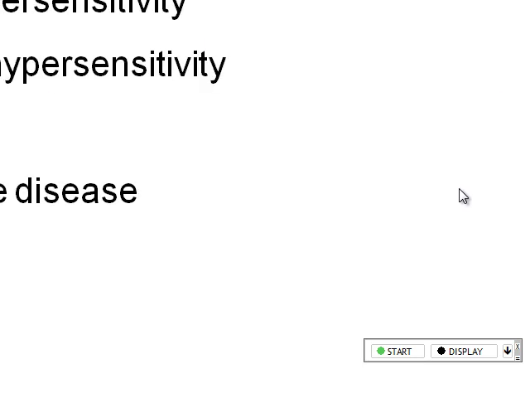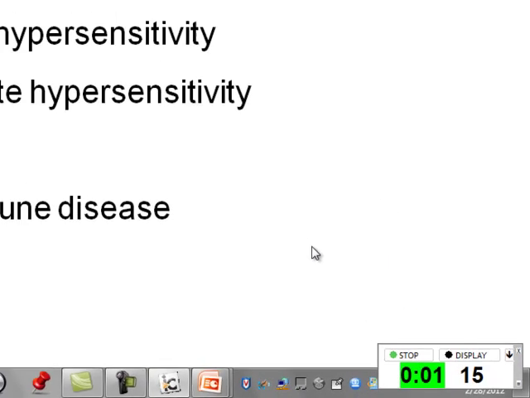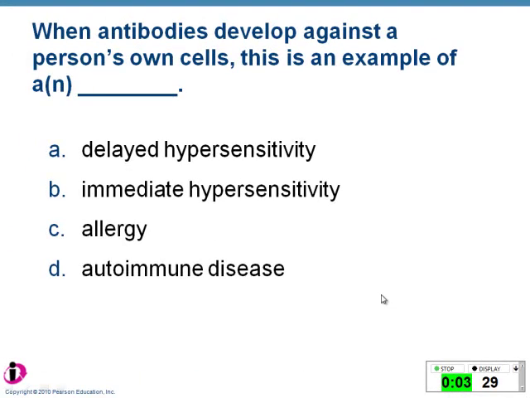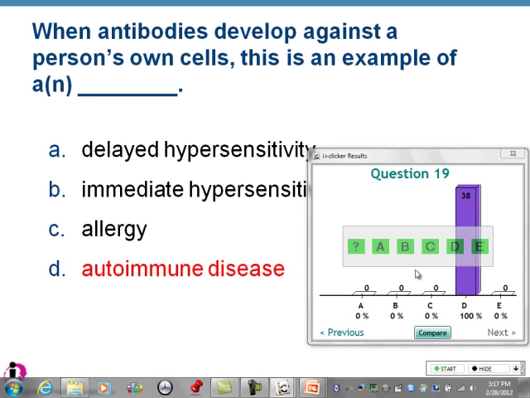When antibodies develop against a person's own cells, this is an example of... 5, 4, 3. What is that? It is autoimmune against self. Ooh, nice. 3 in 1 quiz.